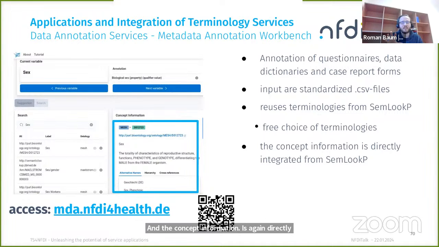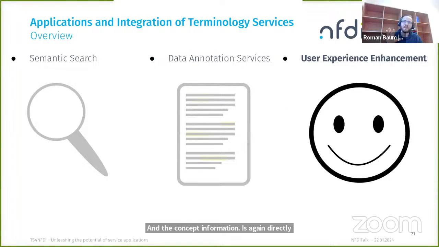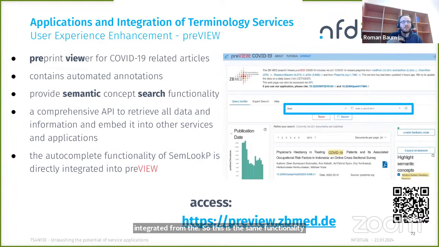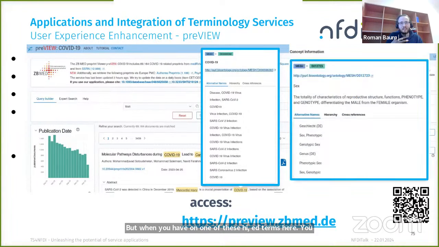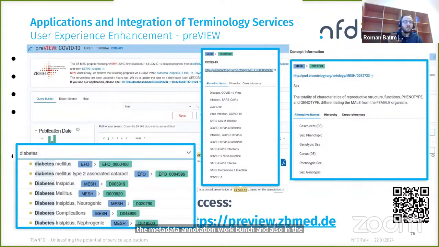So there's the same functionality as I showed you before. And in general, we could say this will also enhance the user experience. So once again, I talked before in a preview about the semantic search, but when you hover on one of these highlighted terms here, you will also see the metadata widget again. And it is the same widget as you spotted before in the metadata annotation workbench and also in the widgets storybook.